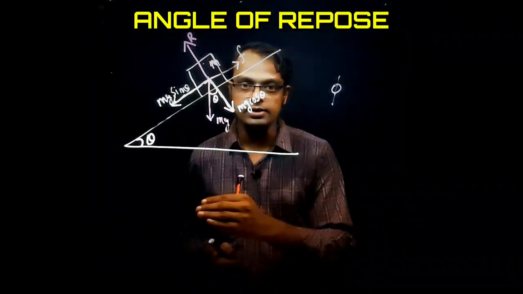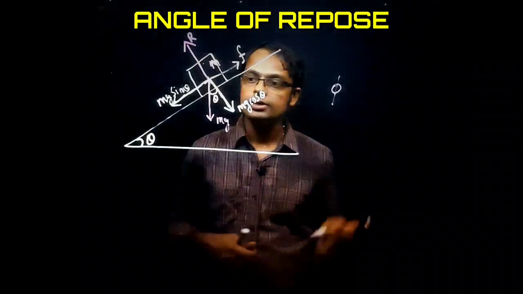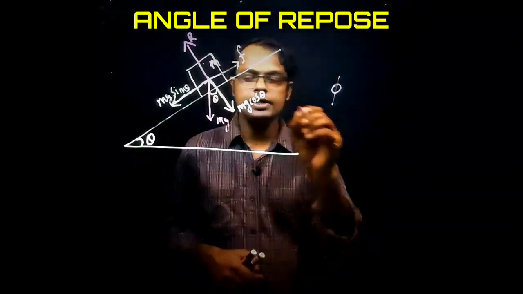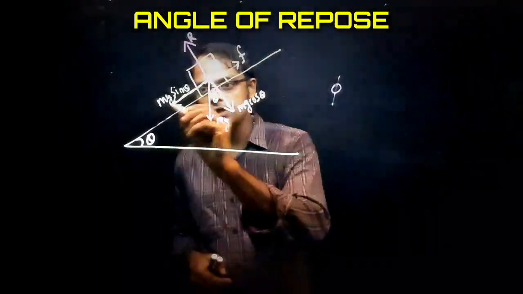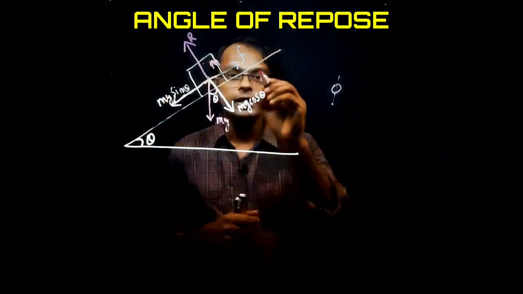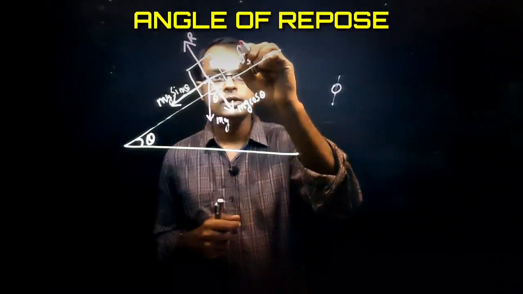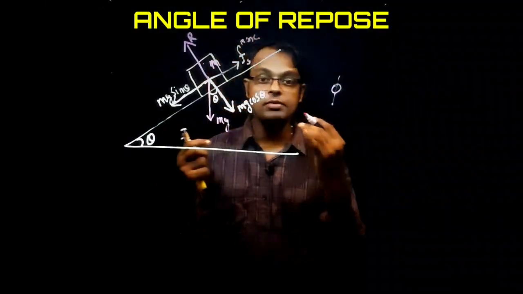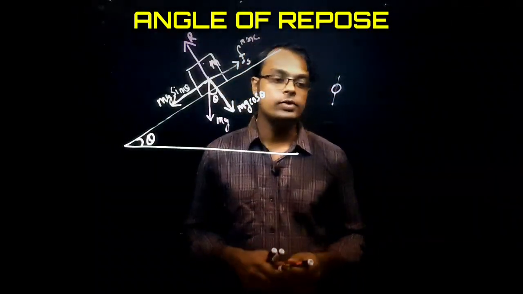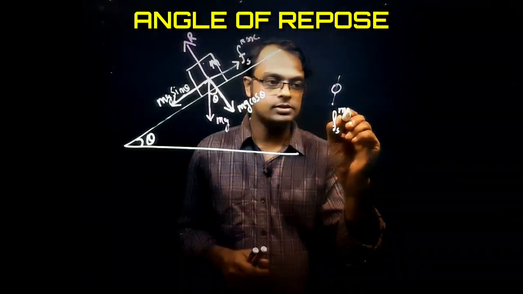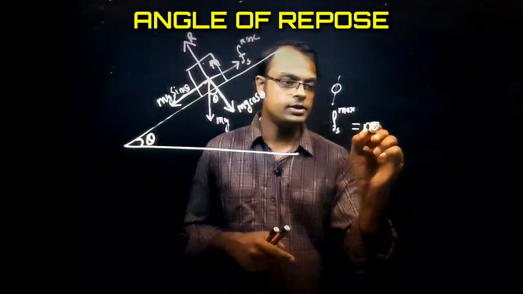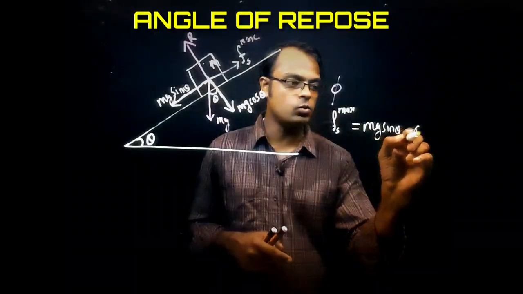That means it has not begun to slide yet, it just begins to slide. During that time all these forces become equal. So we can write f in this direction and mg sin theta in the opposite direction, both equal. At that moment f is Fs max, the limiting friction or maximum static friction. So Fs max is equal to mg sin theta, equation number 1.